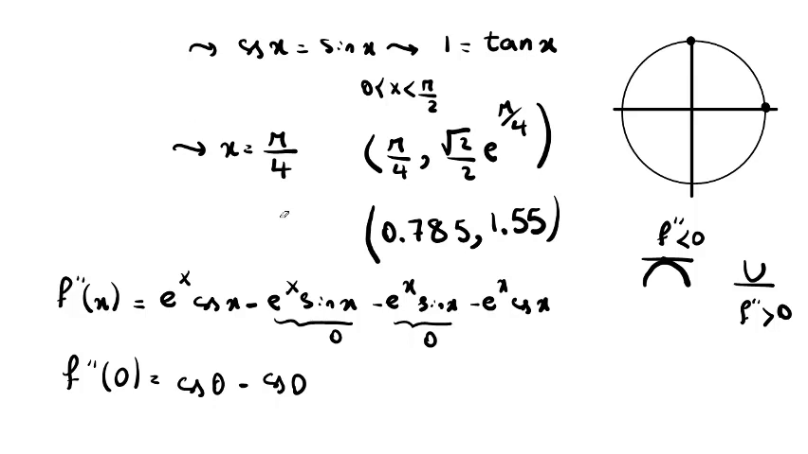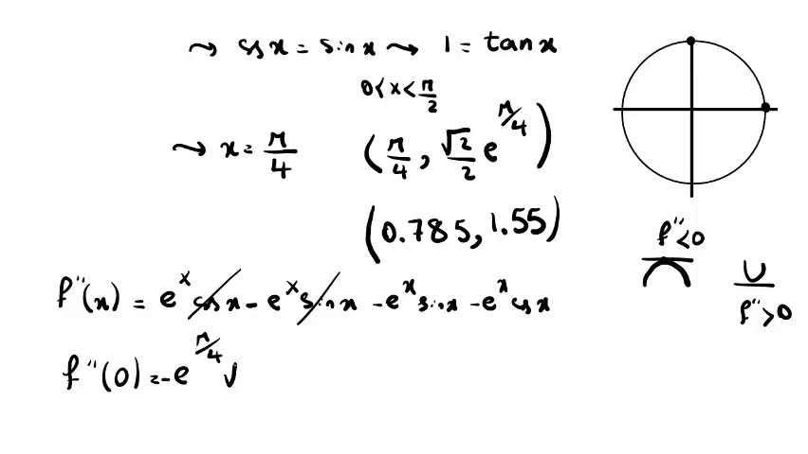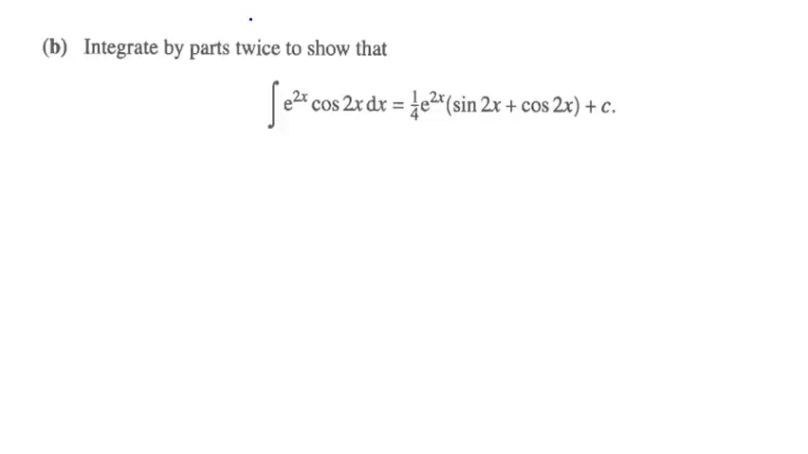Sorry, x is pi over 4, so let me erase this. So for all of them, we have e to the power of pi over 4. And we know cos pi over 4 and sin pi over 4 are equal, so they will be cancelled. And each of the others is e^(pi/4) root 2 over 2. So you say negative 2 root 2. Okay, and it is positive, positive, negative, negative. So it will be this case, and this point is a maximum point.